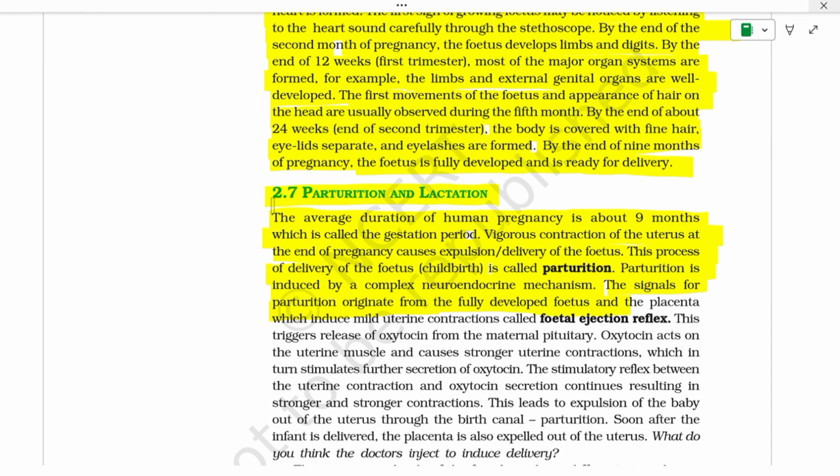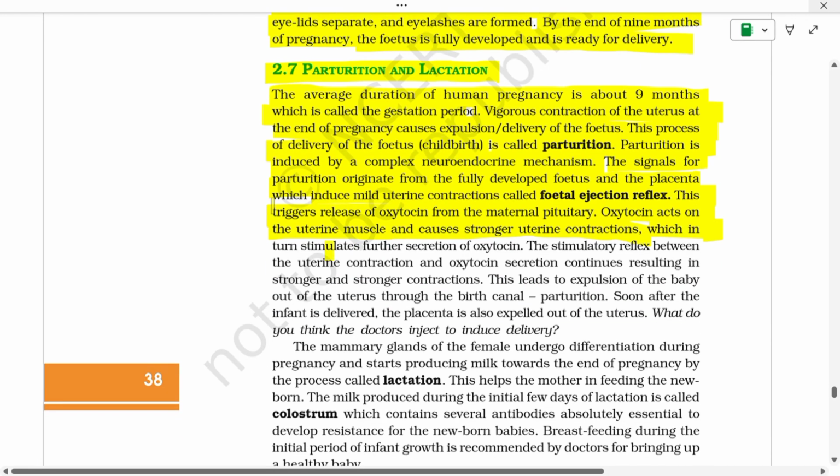The signals for parturition originate from the fully developed fetus and the placenta, which induce mild uterine contraction called the fetal ejection reflex. This triggers release of oxytocin from the maternal pituitary. Oxytocin acts on the uterine muscle and causes stronger uterine contractions, which in turn stimulate further secretion of oxytocin. The stimulatory reflex between the uterine contraction and oxytocin secretion continues, resulting in stronger and stronger contraction. This leads to expulsion of the baby out of the uterus through the birth canal, parturition.